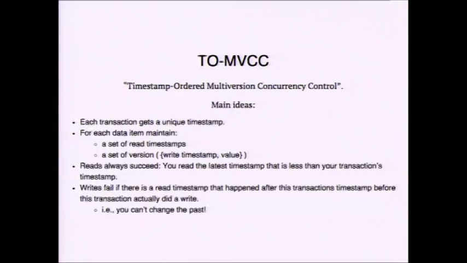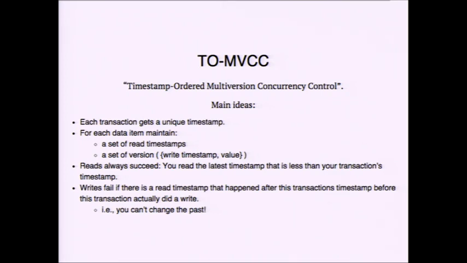Okay. So TOMVCC. TOMVCC is basically going to be based on this idea that every transaction gets a unique timestamp. Every action that this transaction takes is going to be marked by this timestamp. Even if we've moved on 150 timestamps from when this transaction started, it's going to be marked by its original timestamp. And for each data item, this might be a tuple, this might be a page, it depends on the implementation, you're going to maintain a set of read timestamps, and you're going to maintain a set of versions. The version is just a write timestamp and the value that was written at that write timestamp.